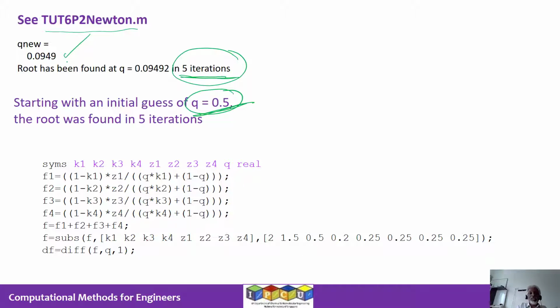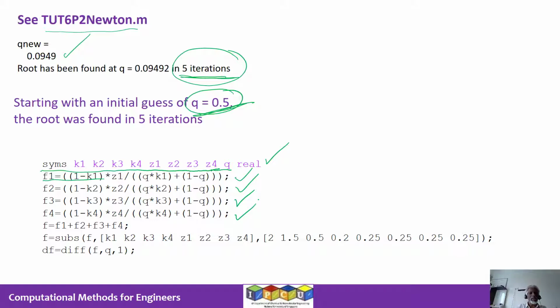Basically what I do is I declare K1, K2, K3, K4, Z1, Z2, Z3, Z4, and Q as symbols, and I say they are going to be real. Then this is F1, the first term in the summation for species 1, for species 2, species 3, species 4.